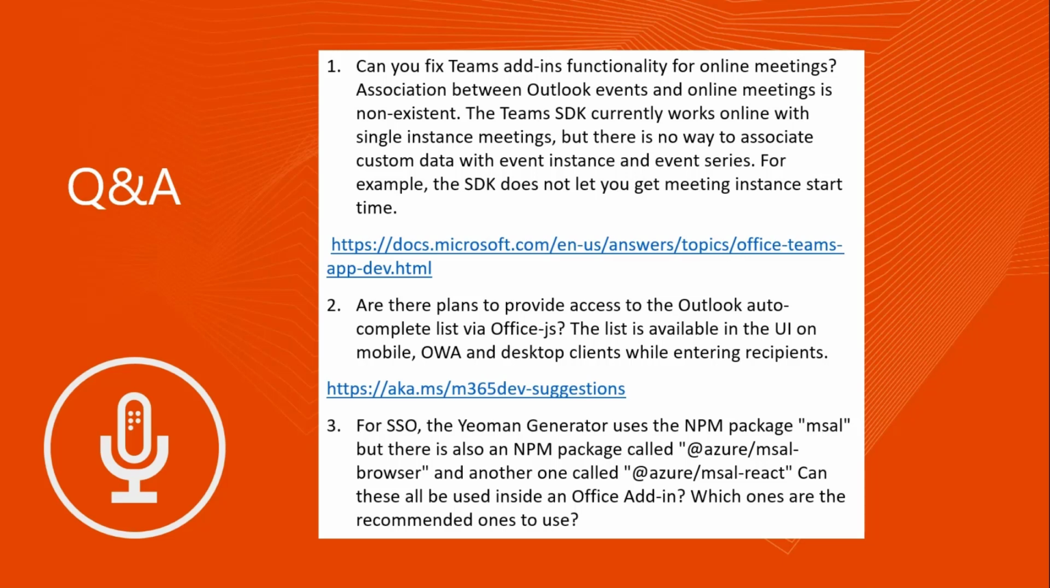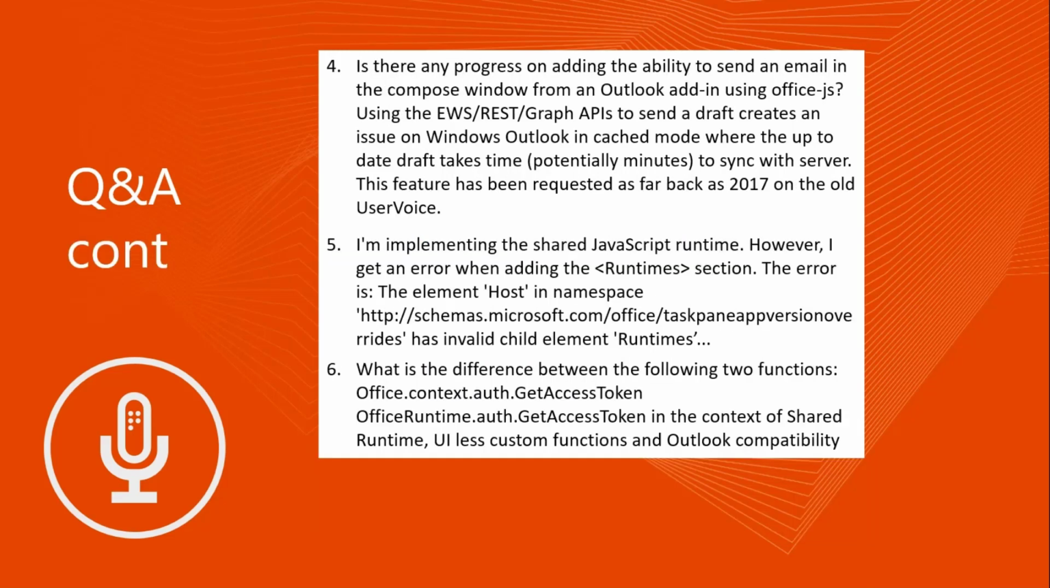Okay, so more questions. Is there any progress on adding the ability to send an email in the compose window from an Outlook add-in using Office.js? Using EWS or REST Graph APIs to send a draft creates an issue on Windows Outlook in cached mode, where the up-to-date draft takes time to sync with the server. This feature has been requested as far back as 2017 on the old UserVoice. So I'm reaching out to the team on that one. This question came in a little bit late, so I will post an update on our blog afterwards and have more information on that.